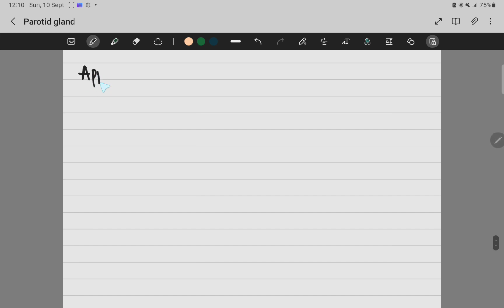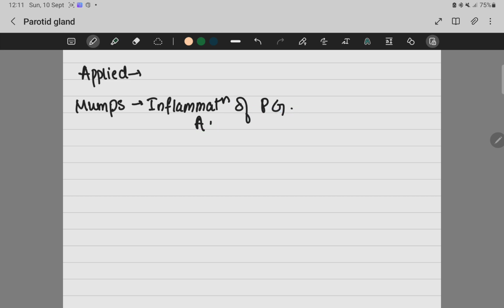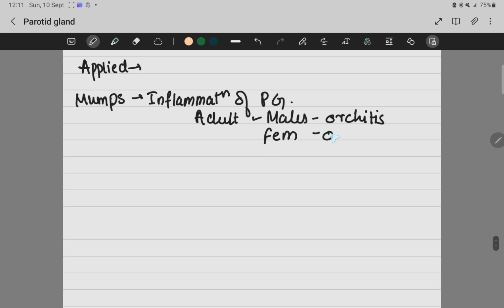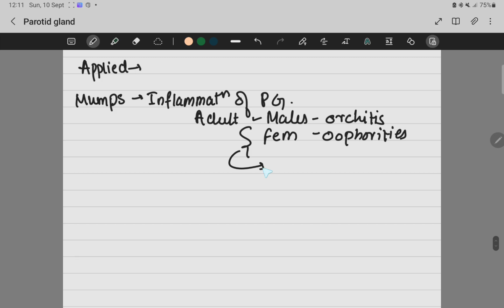The applied anatomy for this is, one would be mumps, viral parotitis, that is inflammation of the parotid gland, and in adult males it may cause complications like orchitis, and in females it causes oophoritis, and in both it causes pancreatitis.